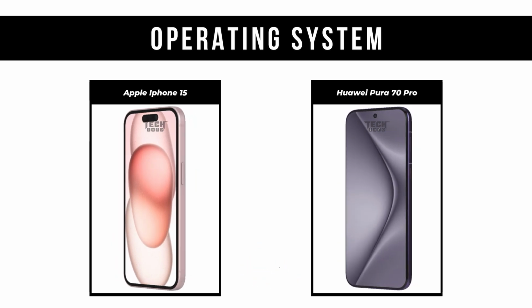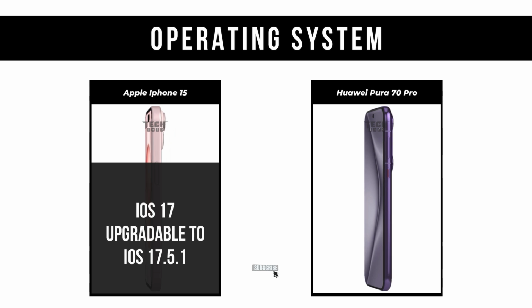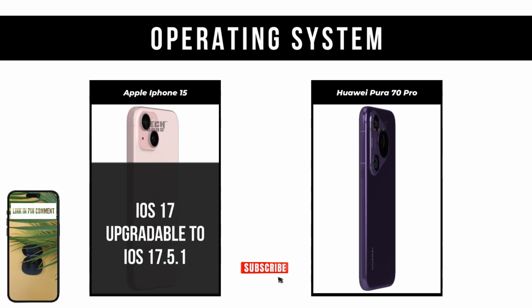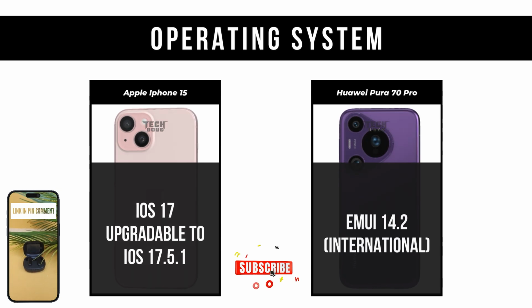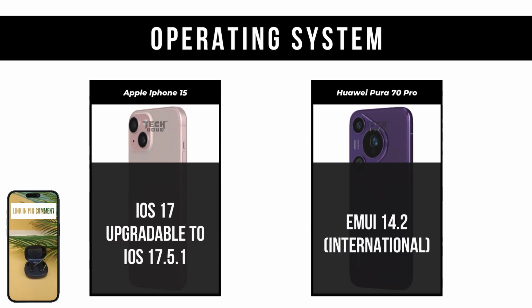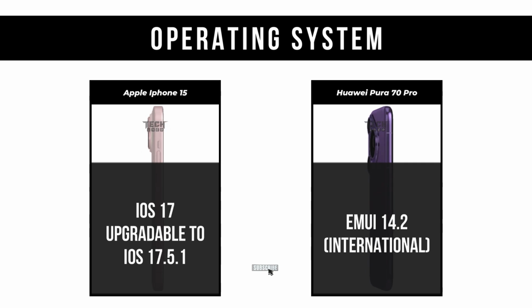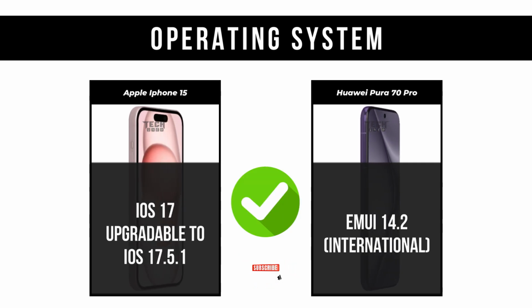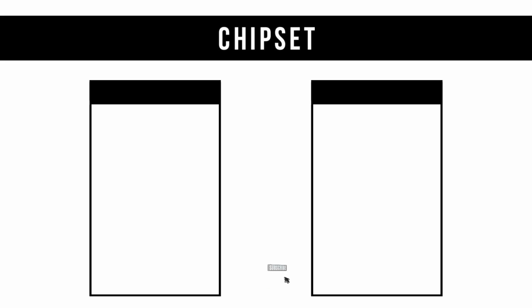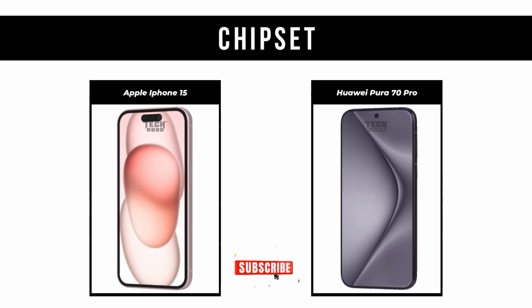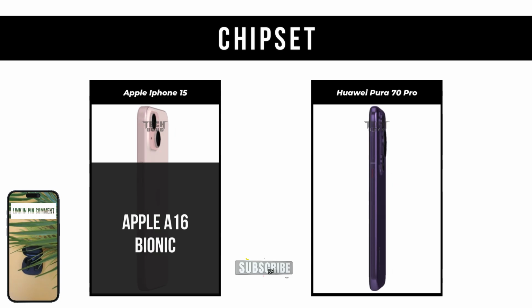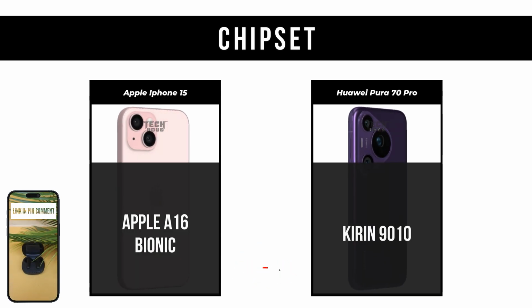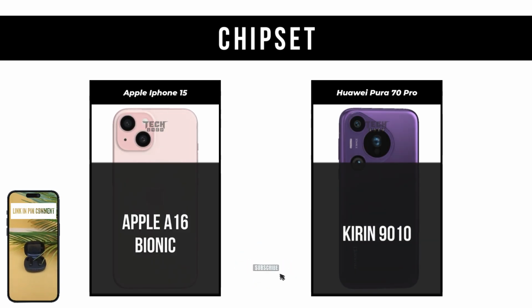Operating system. Apple iPhone 15 is iOS 17, upgradable to iOS 17.5.1. Huawei Pura 70 Pro is EMUI 14.2, international. Chipset. Apple iPhone 15 is Apple A16 Bionic. Huawei Pura 70 Pro is Kirin 9010.